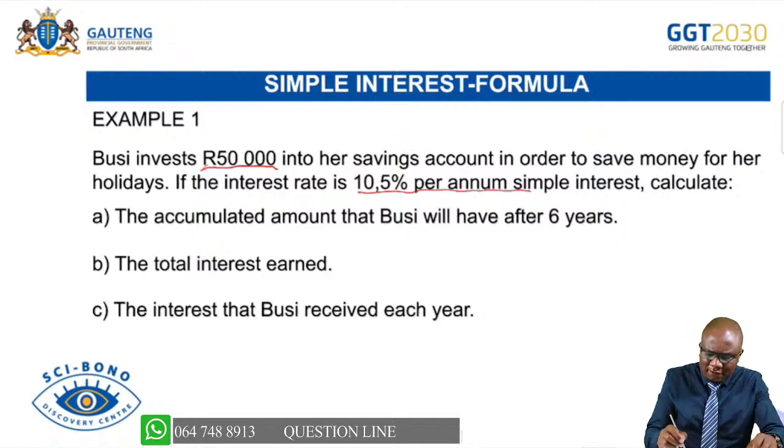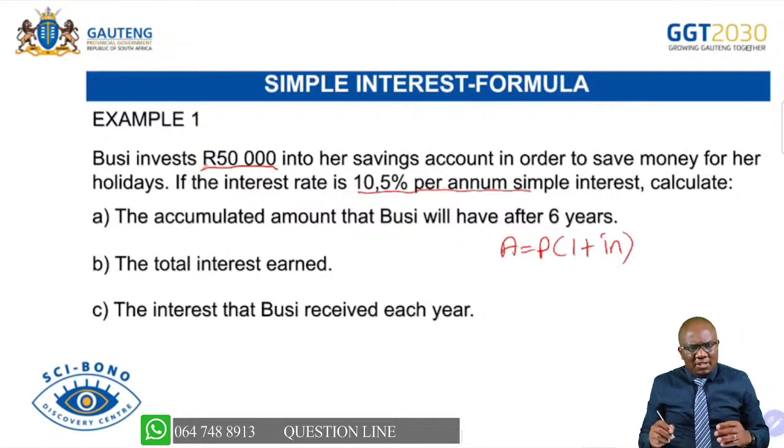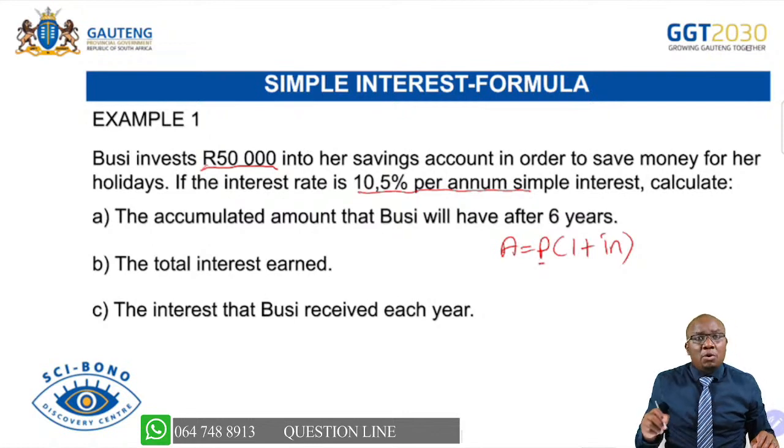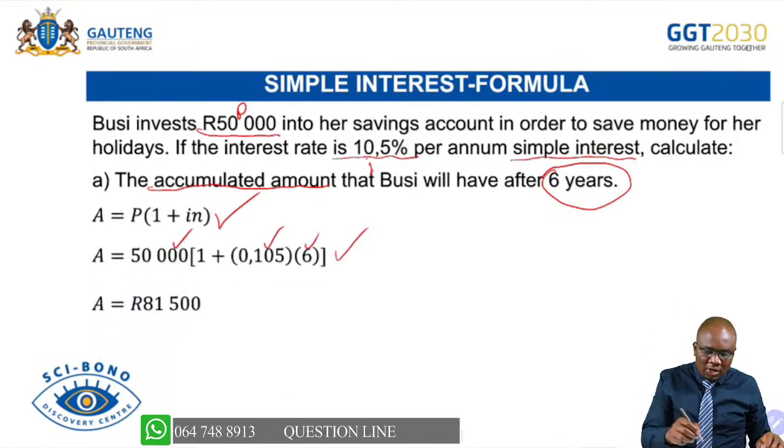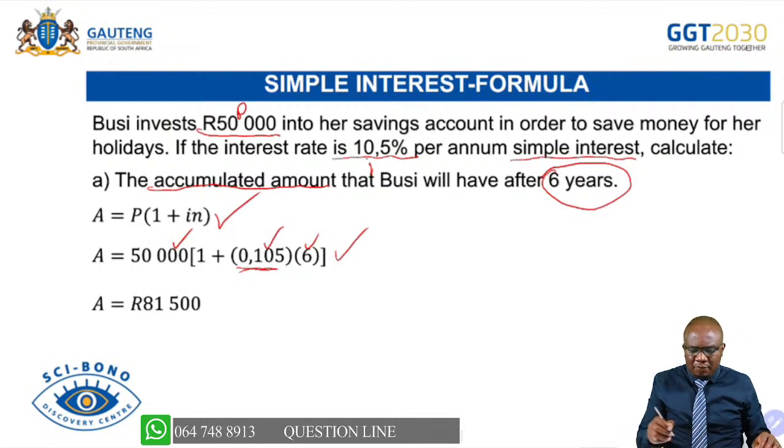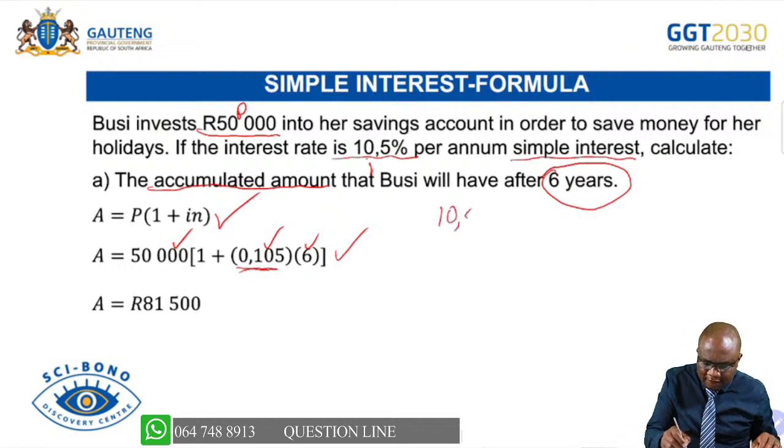Like we said, we have our formula: A equals P(1 + iN). Our accumulated amount in this case we say is A, isn't it? What is the P, the principal amount, the original amount? It is the 50,000. So you put your 50,000 there, like we did here. What is our interest rate, the i? 10.5%. If you say 10.5 divided by 100, you will get 0.105.